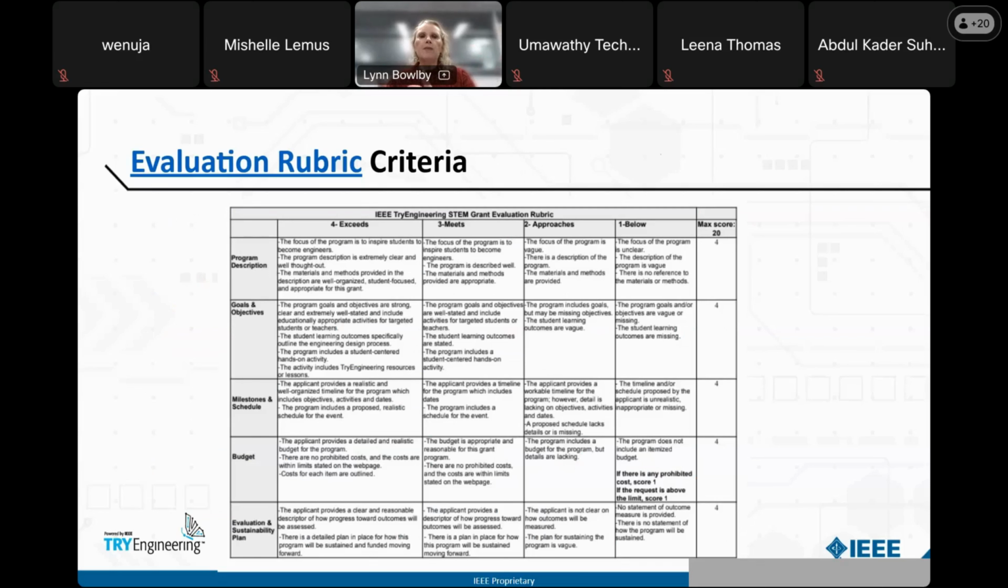and then what would score a 3, a 2, and a 1. So you can know up front, if you really want to see that score of a 4, you'll want to make sure that you're writing your application in a way that meets or exceeds the level of the evaluation rubric, and make sure your program fits within those requirements of what a 4 would be.